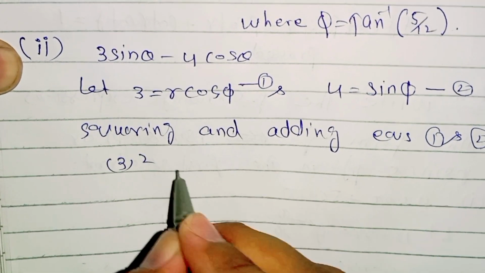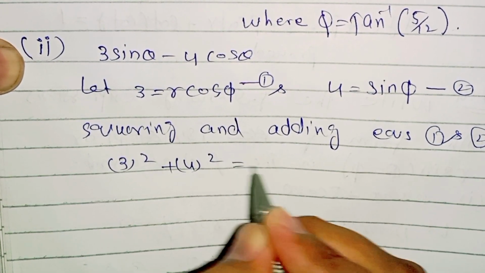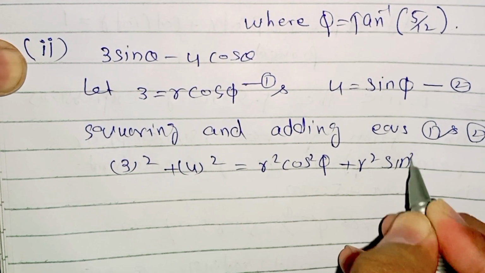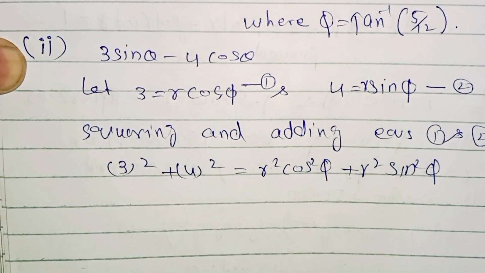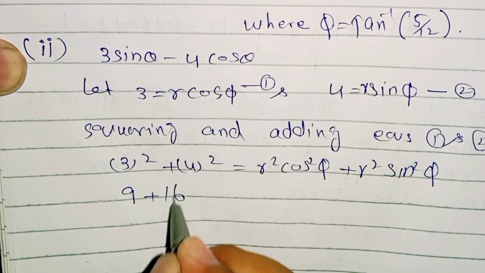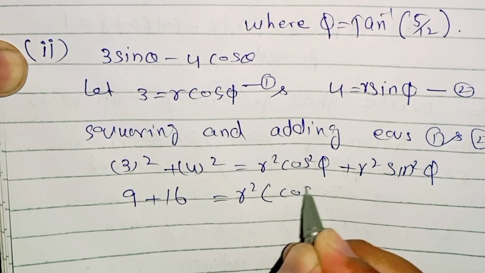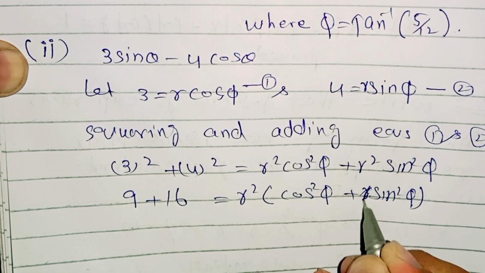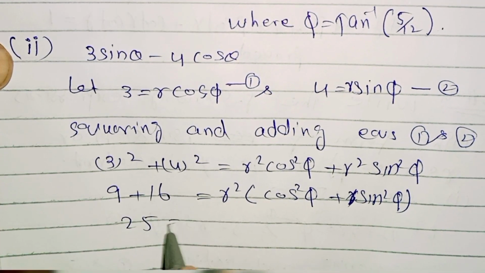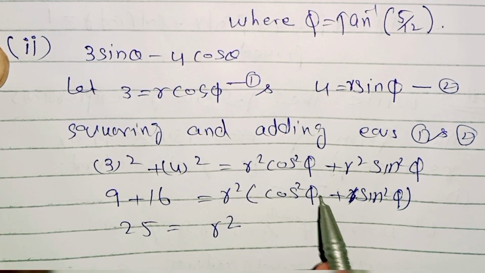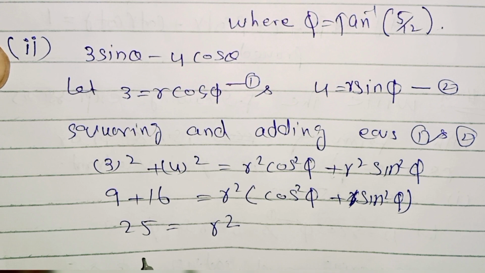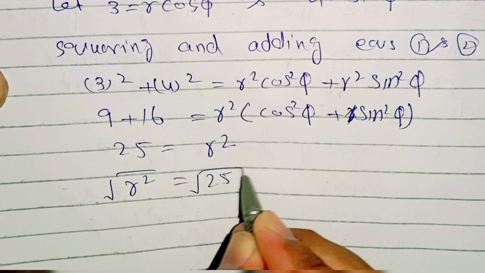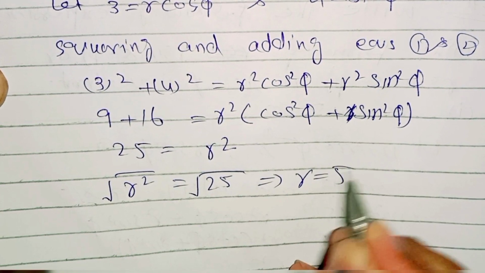3 square plus 4 square is equal to r square cos square phi plus r square sin square phi. 9 plus 16 is equal to r square into cos square phi plus sin square phi. 25 is equal to r square, as we know that cos square phi plus sin square phi is equal to 1. Taking square root on both sides, root r square is equal to root 25. This implies that r is equal to 5.